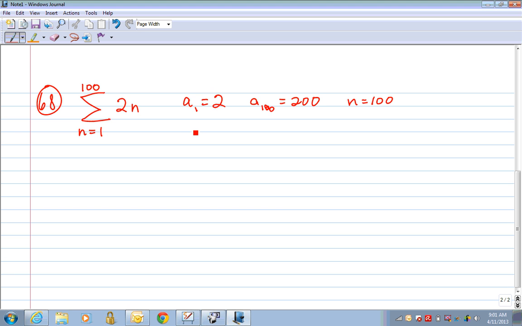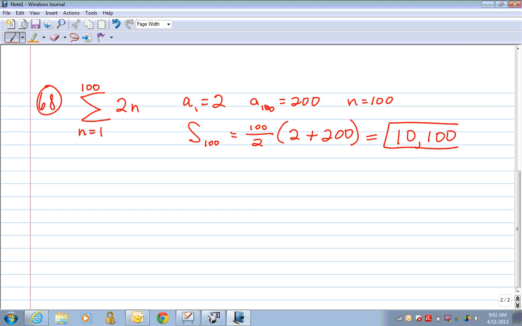So we're going to find the sum for the first 100, which would be 100 divided by 2 times the first term, we just determined 2, and the last term 200. When we calculate, we get 10,100. 72 just is going to have a summation of 2 of them put together. So I'll jot down this real quick.